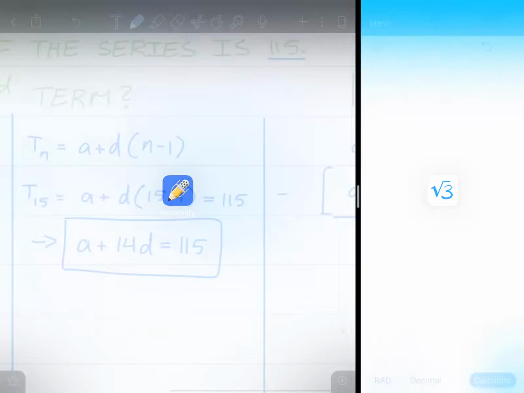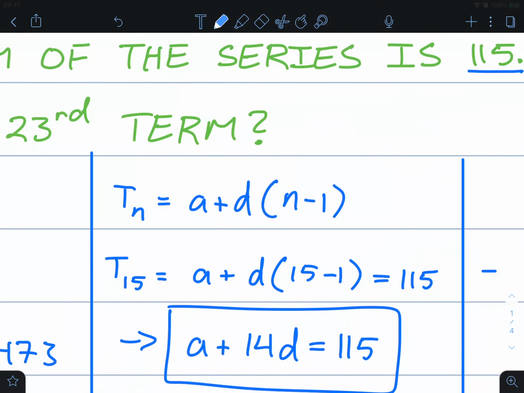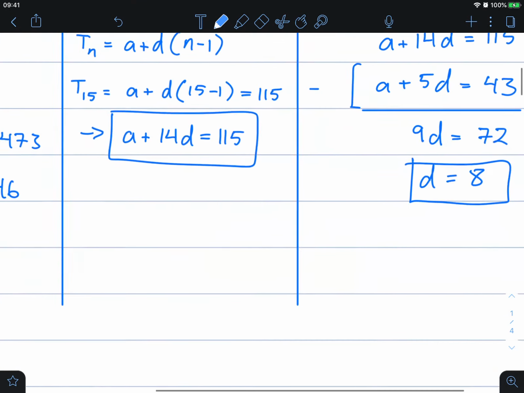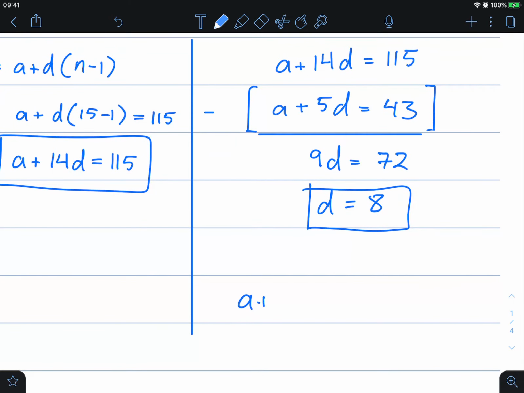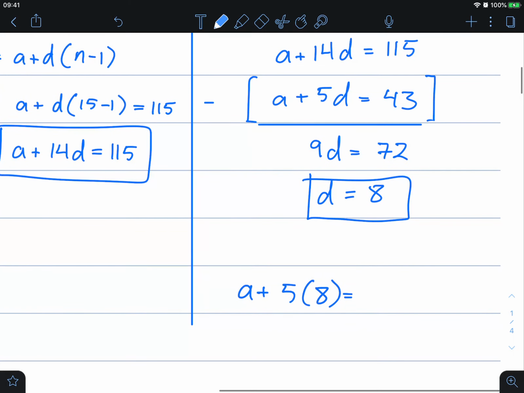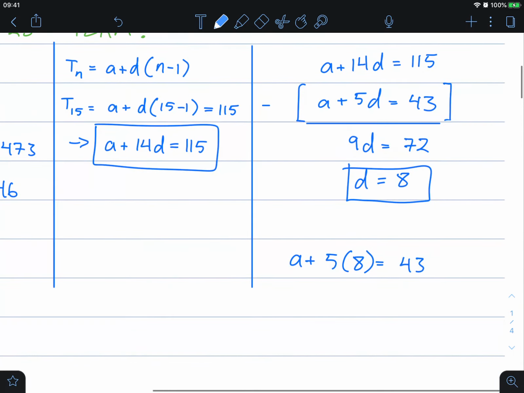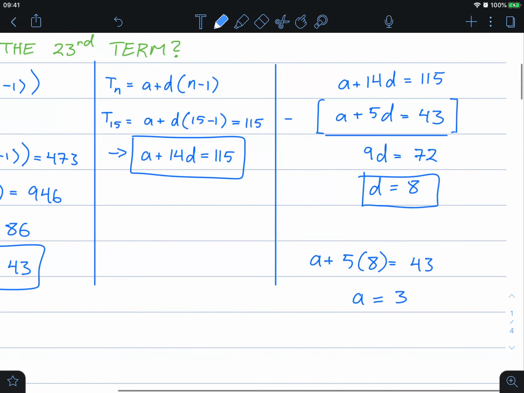which now if we just substitute this into any of the formulas that we have, so I'm just going to use, let's say this one. Actually, no, we'll use this one, it's easier. We get a plus 5 times 8, my apologies, is equal to 43. Well, 5 times 8 is 40, so a is equal to 3.